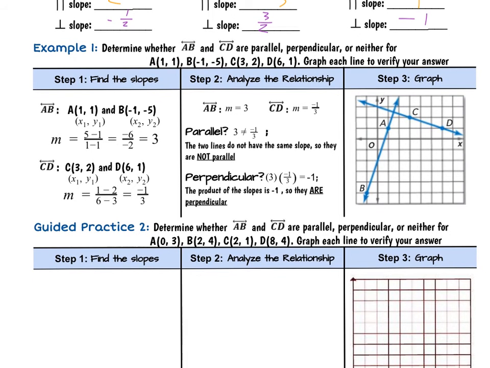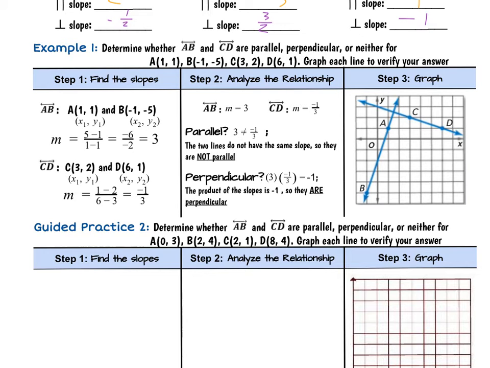Example 2. Determine whether line AB and line CD are parallel, perpendicular, or neither for the following points, such that A is 1, 1, B is -1, -5, C is 3, 2, D is 6, 1. Graph each line to verify our answer. So the first thing we do, we check our slopes. So the slope of AB, that's going to be 1, 1, and -1, -5. So our m, our slope there, looks like 3. We check our CD. C is 3, 2, D is 6, 1.